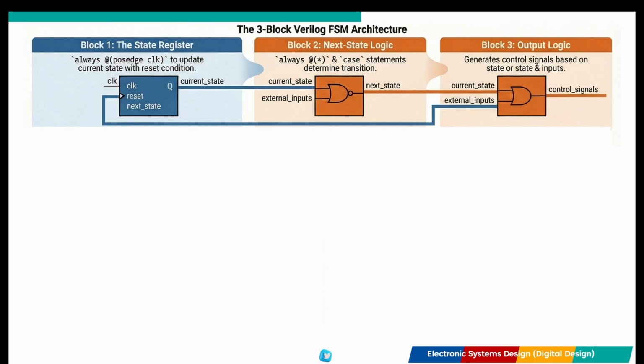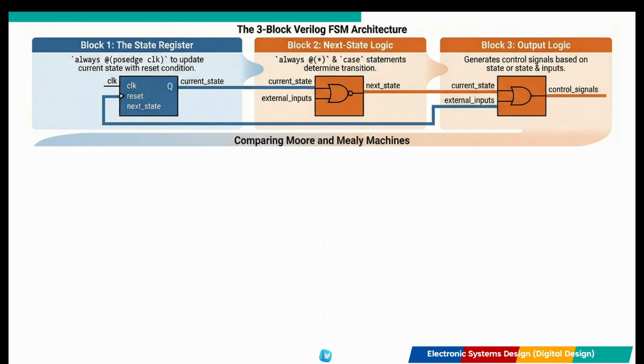FSMs act as the brain of control logic design, managing everything from simple traffic lights and sequence detectors to complex subsystems in picosatellites. Every standard finite state machine consists of 5 key elements. 1. A finite set of states. 2. Inputs that influence transitions. 3. Outputs generated based on states or transitions. 4. Transition logic, also called next state logic. And 5. A system clock for synchronous finite state machines.